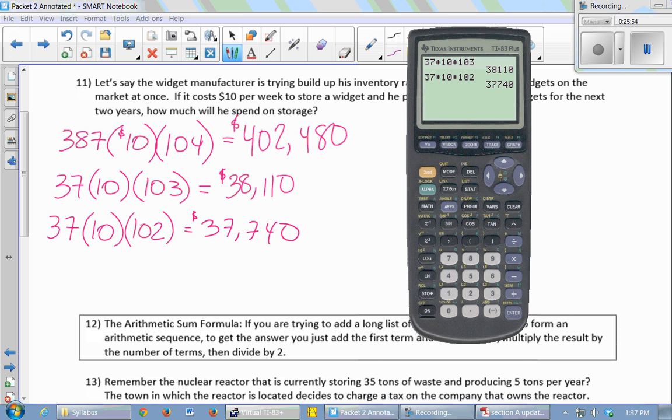$37,740. And so each week, how much does my storage price go down? $370, because $10 per widget, 37 widgets. So in my next week, I'm going to do 37 times 10 times 101, because this is the 3rd week. These 37 widgets didn't exist for the first 3 weeks, so that means they only have to be stored for 101 weeks. And I can just do minus 370.